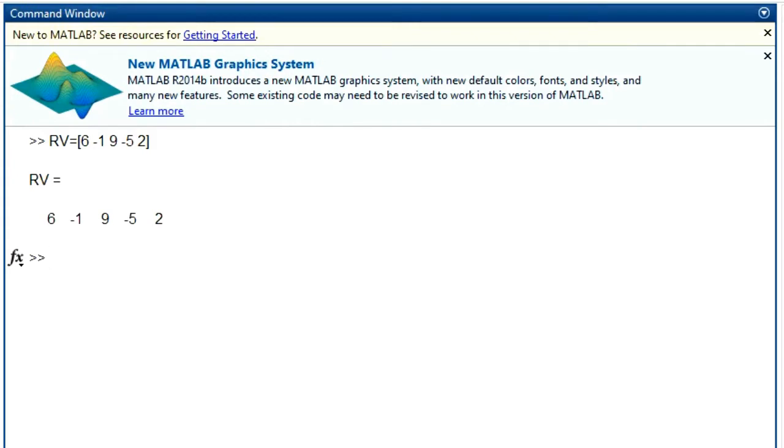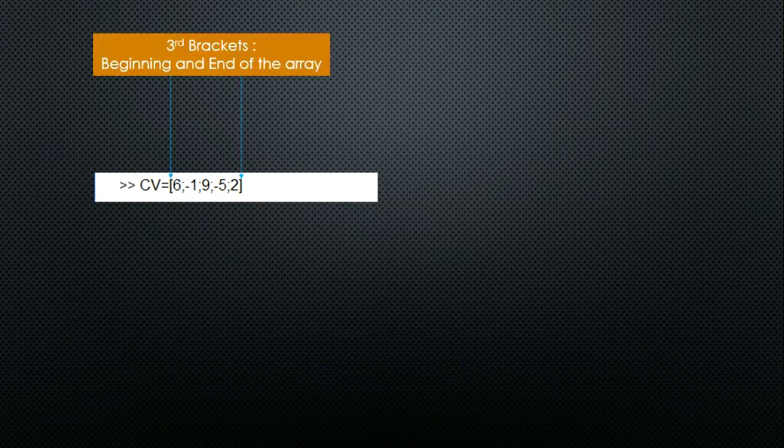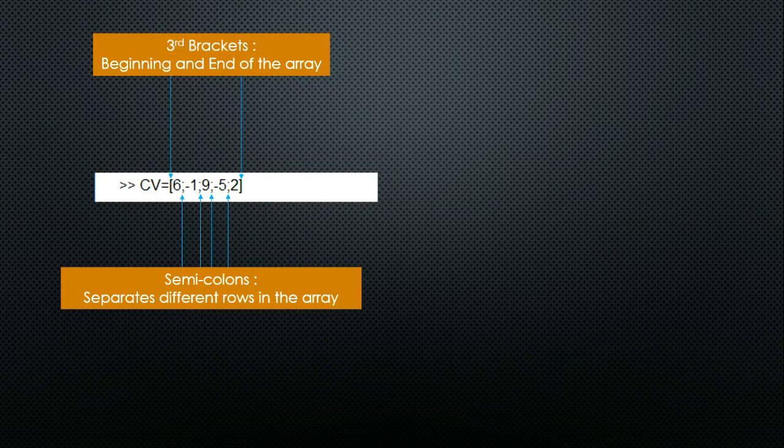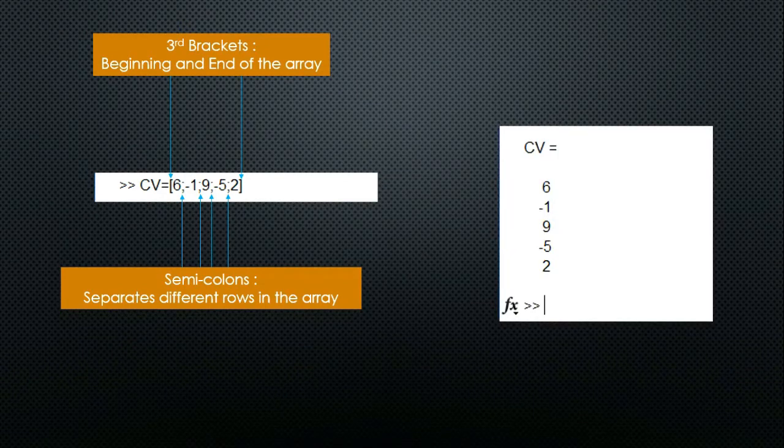For defining a column vector, we type cv = [6; -1; 9; -5; 2]. Everything is same here too, except each of the semicolons within the square brackets act as a line separator. That is, each semicolon creates a new row. So when we press enter, we see a column vector with one column and 5 rows.